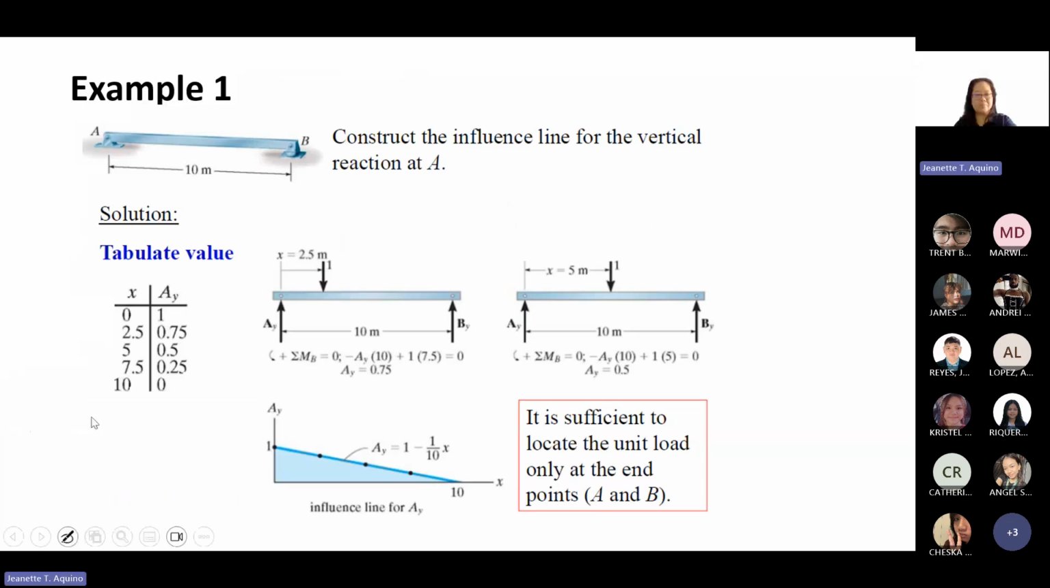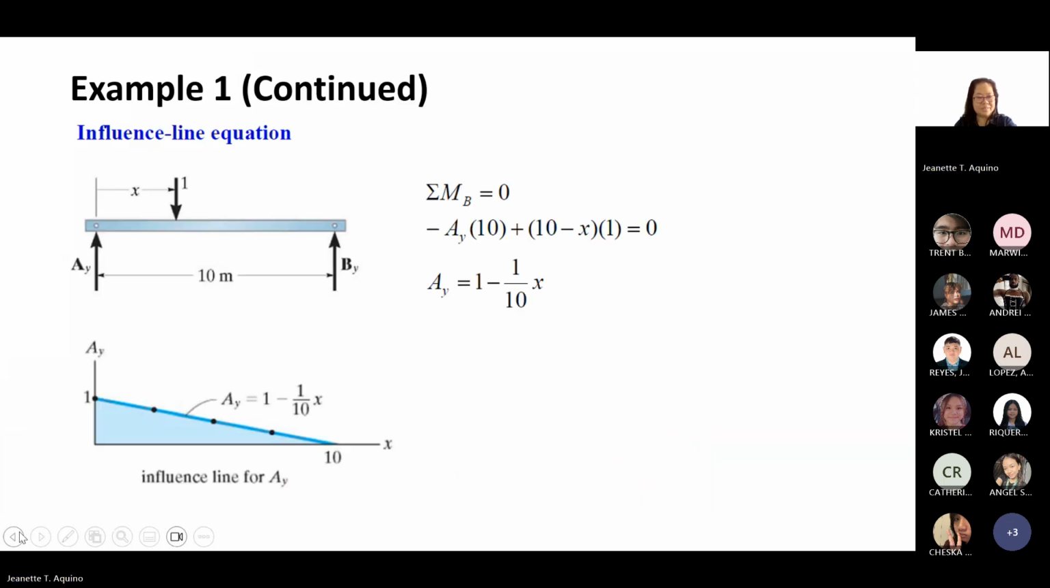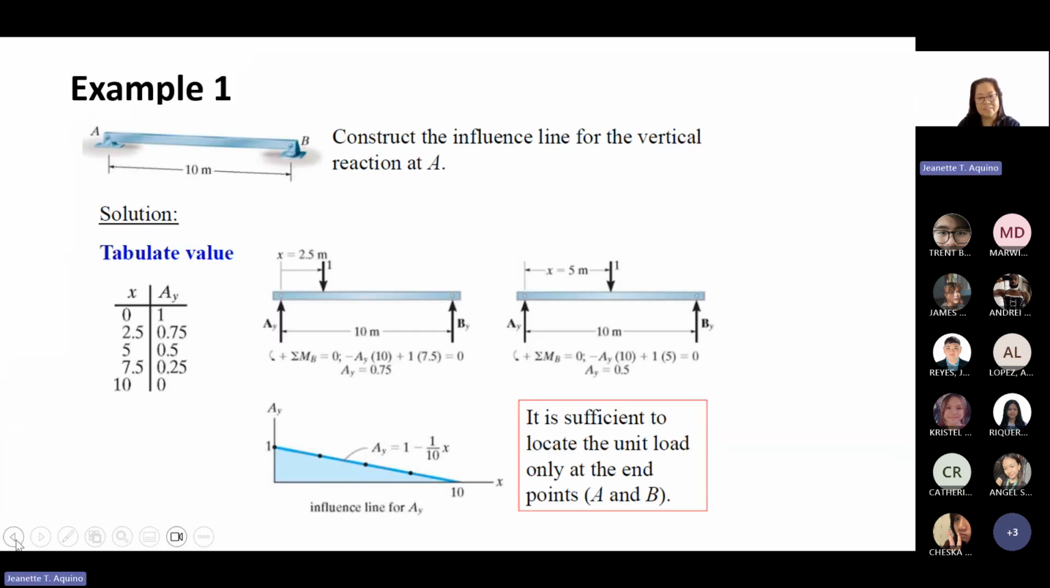Okay, your load is here first. So use a unit load of 1 and then calculate.